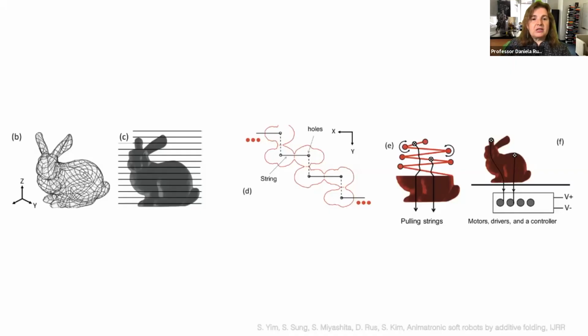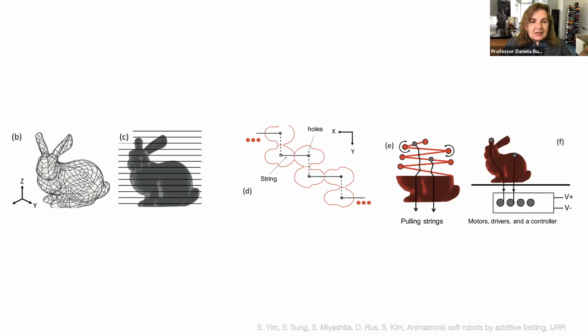So how do we use computation to design these origami robots? We have explored several ideas. Here's one we call additive folding. So we can create any 3D object, for example, the bunny in this picture, by taking a picture, slicing it in layers, unfolding the layers, and then printing the 2D result, and then refolding it.